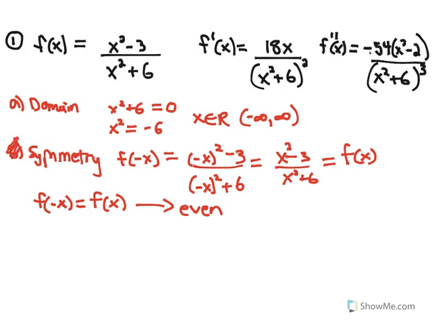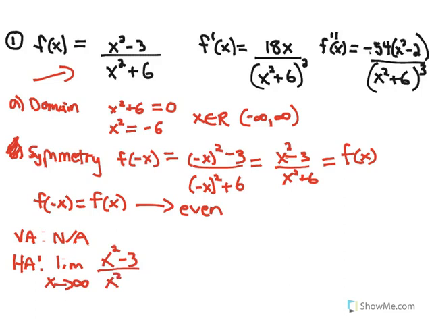Then equations of vertical asymptotes. Since there's no values that make the denominator 0, there are no vertical asymptotes. What about horizontal asymptotes? We look at the degree of the numerator and the denominator in f of x. Since the degree is 2, because there's an x squared on top and an x squared on the bottom, all we have to do is take the limit as x goes to infinity and just divide everything by that highest power in the denominator.